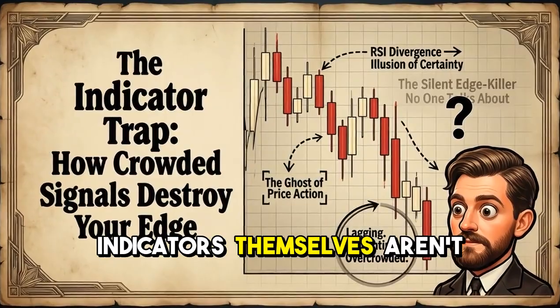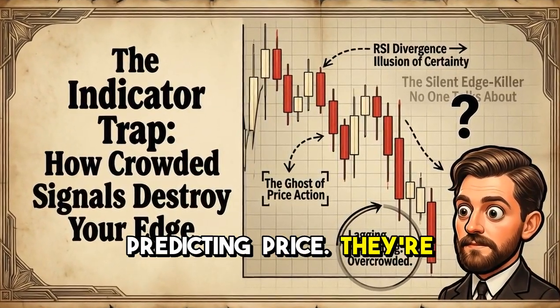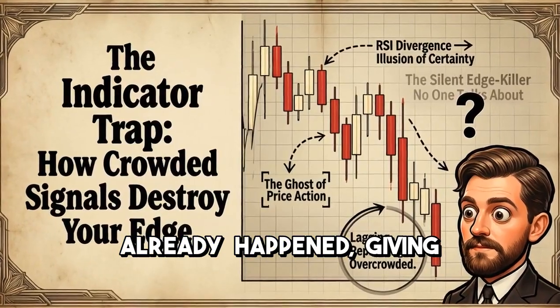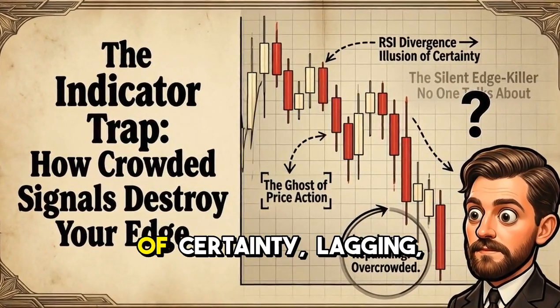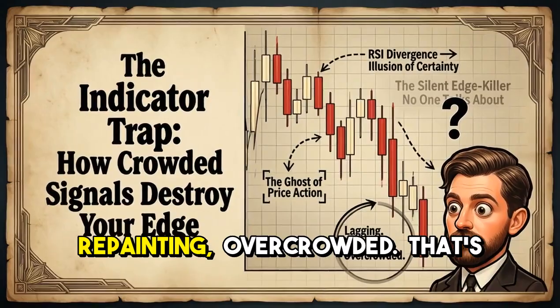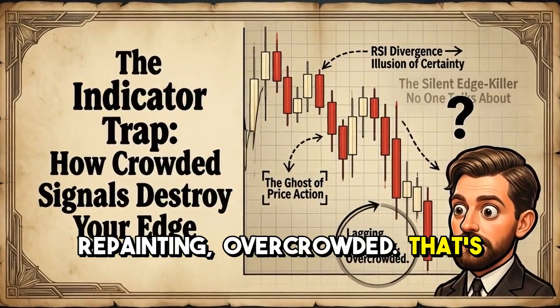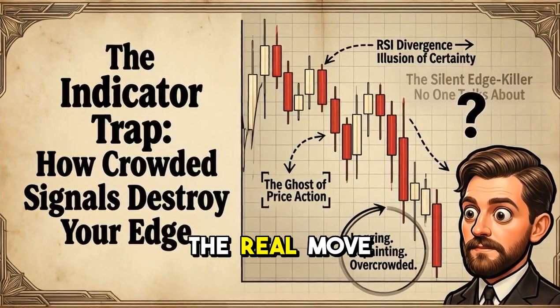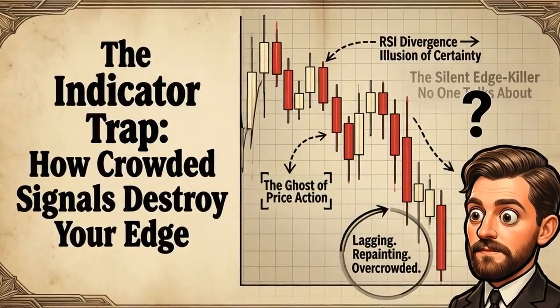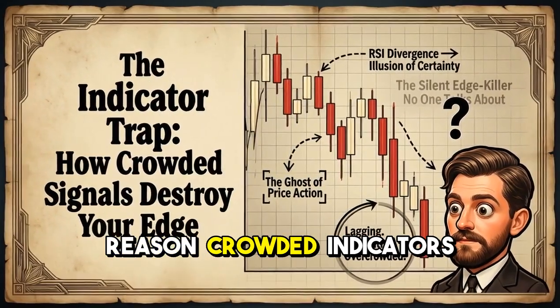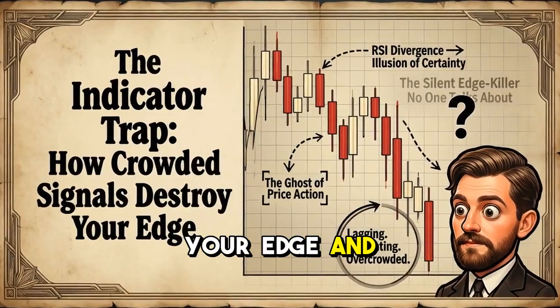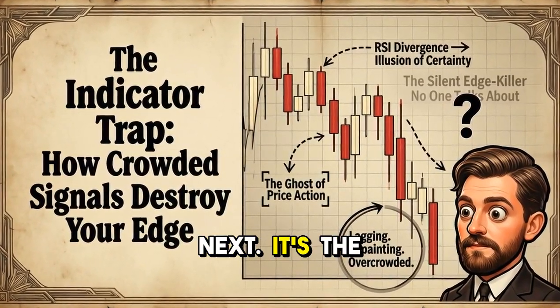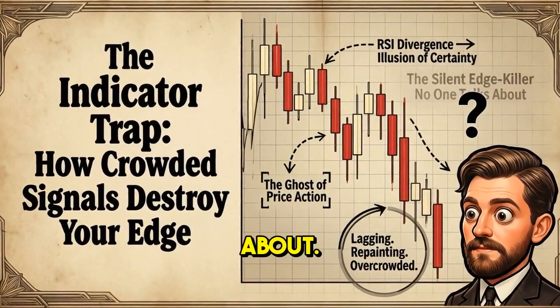The indicators themselves aren't predicting price. They're confirming what has already happened, giving you a comforting illusion of certainty. Lagging, repainting, overcrowded. That's the problem. You're reacting to a ghost of price action while the real move is long gone. There's one specific reason crowded indicators destroy your edge, and I'll reveal it next. It's the silent edge killer no one talks about.